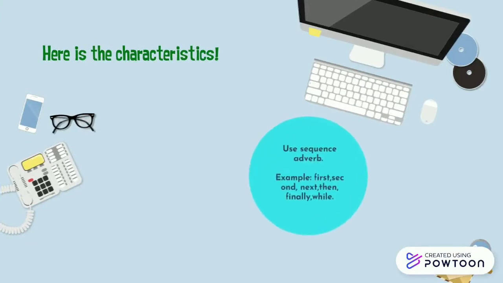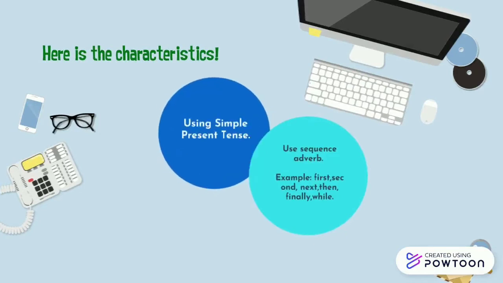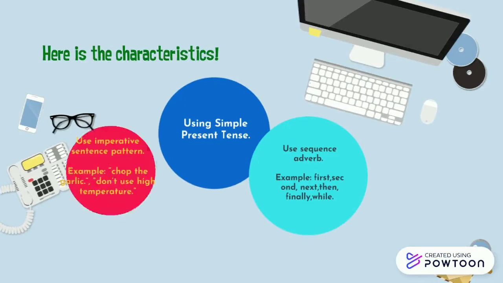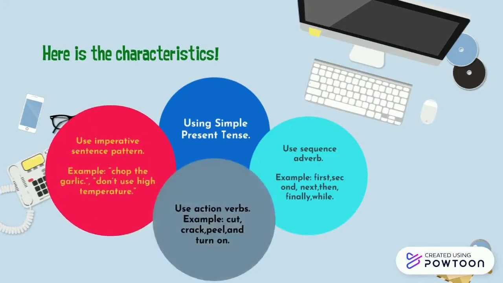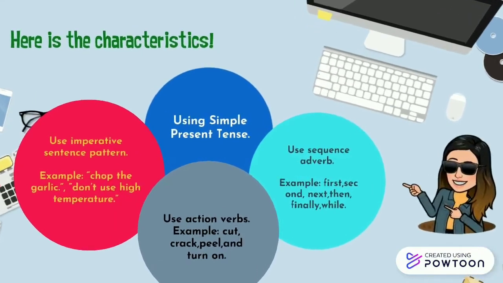First is use a sequence adverb like first, second, next, then, finally, and while. Using simple present tense, using imperative sentence pattern like chop the garlic, don't use high temperature. And last is use action verbs, for example like cut, crack, peel, turn on. And additional is in the last text there are tips.